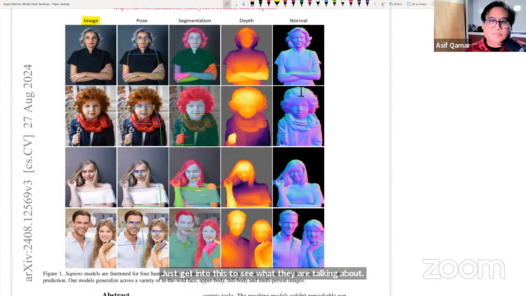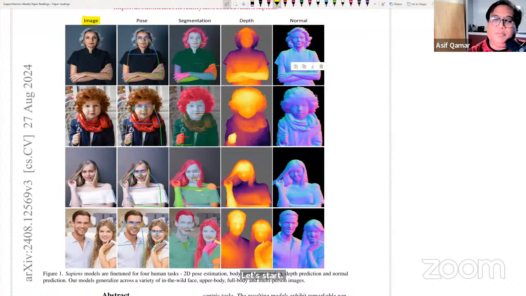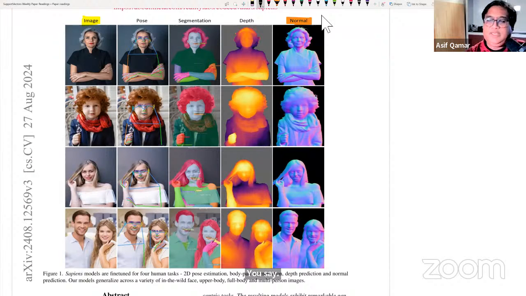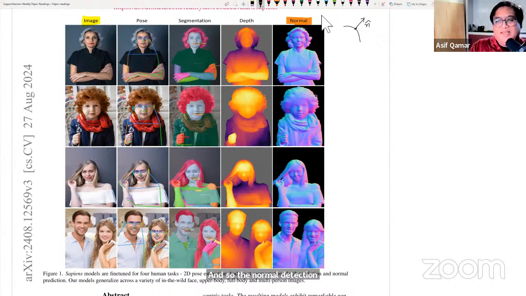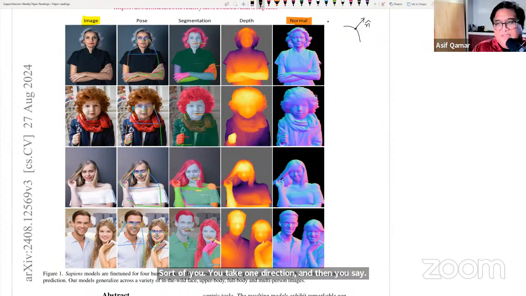Let's start actually from this one, the normal. What is a normal? In computer vision, the normal stands for the following. Suppose you have a surface. At any given point, the direction that is perpendicular to the surface at that point is the normal vector. So normal detection is basically saying at what places the normal vector has a high value, pointing in a direction. You take one direction and then you say, how close is the normal vector to that particular direction? Here, it seems to be the up direction.